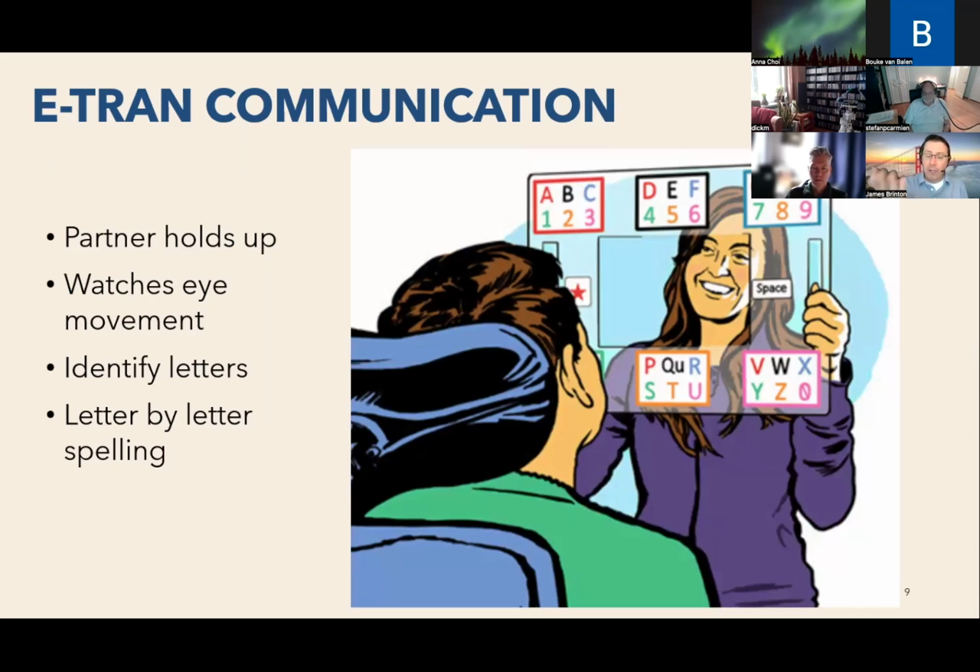An E-Tran board, as you see here from this illustration, is a clear, large plexiglass board that goes between the person who is locked in and their communication partner. And on that board are different letters and numbers. The partner holds this board up and watches the individual's eye movement, and they identify letters by watching each other's eyes as to where they're looking. They're looking up and right, they're looking down and in the center, they're looking up and to the left, and they can identify letters this way and spell words out letter by letter.